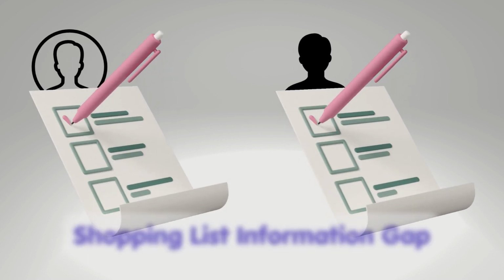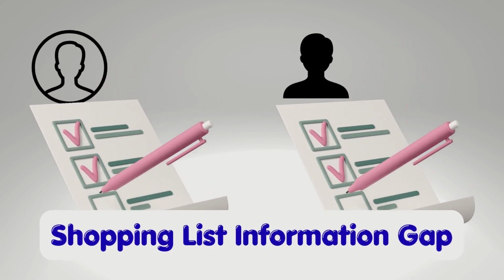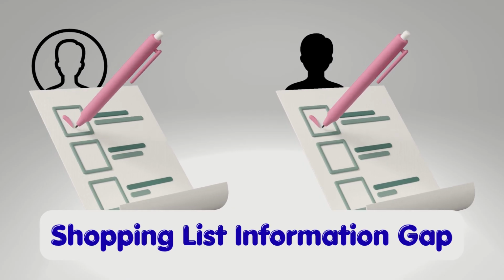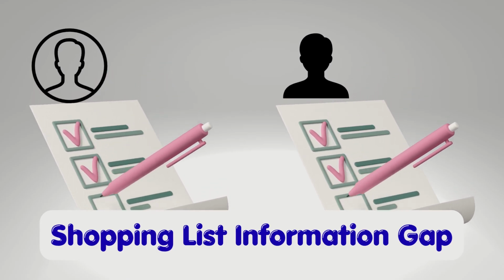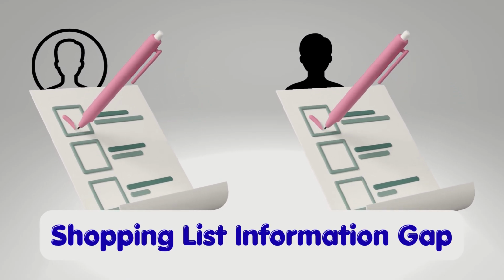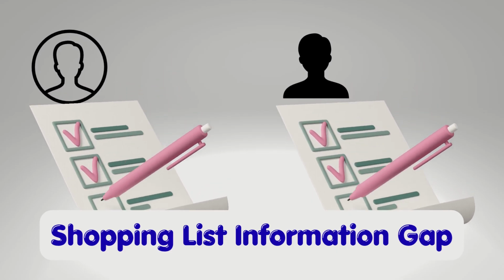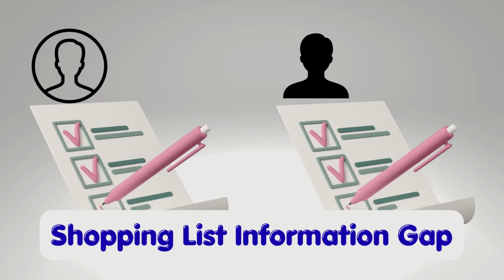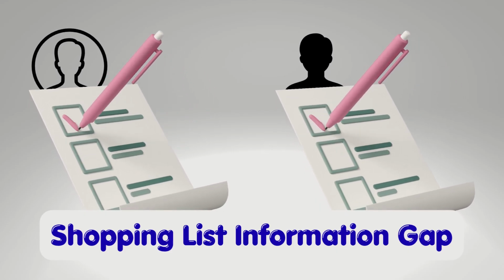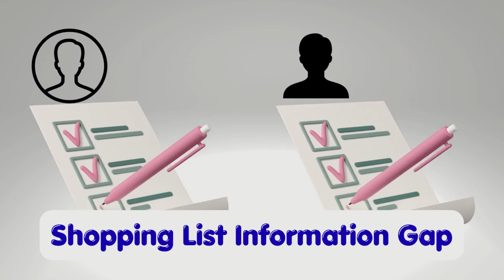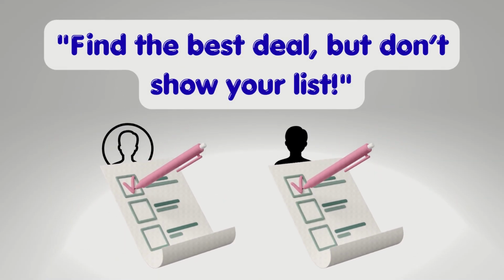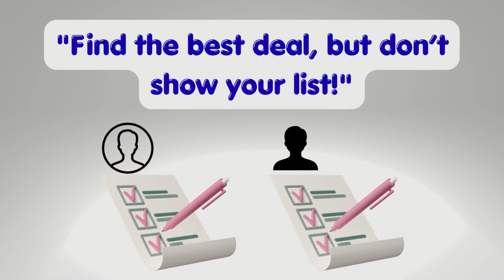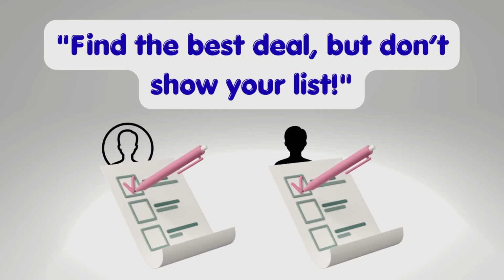Activity 1 is a shopping list information gap. Prepare 2 versions of a partially completed shopping list. Student A has some items with prices. Student B has different items with different prices. They cannot show each other their lists. Together, they must find the best deal by asking and answering questions.